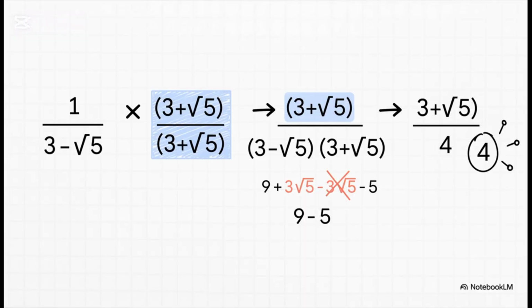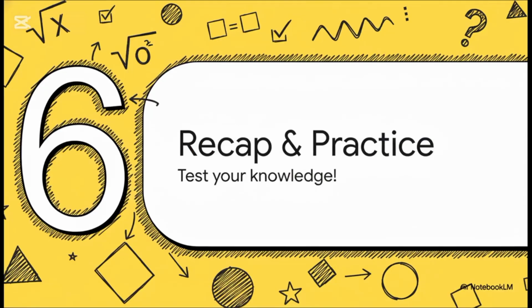We want to rationalize 1 over 3 minus root 5. So what do we do? We multiply the top and the bottom by the conjugate, which is 3 plus root 5. On the top, 1 times anything is just itself, so we get 3 plus root 5. Now on the bottom, this is where the magic happens. When you multiply it out, you get 9 minus 5, which is just 4. So our final cleaned up answer is 3 plus root 5, all divided by 4. And look, no more surd on the bottom. Job done. You guys have done amazing.